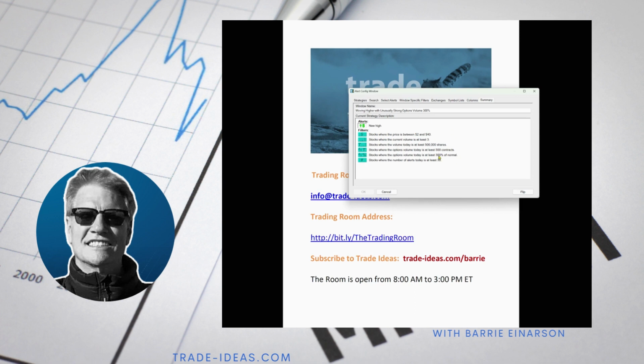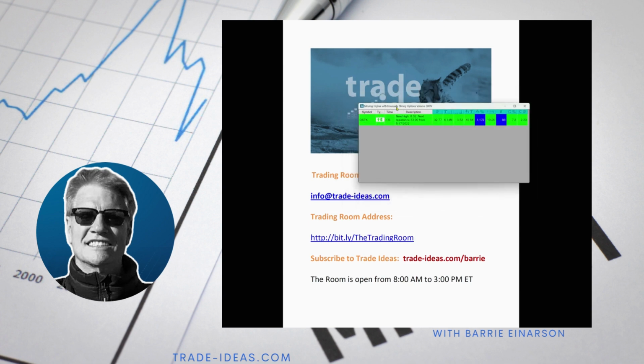What the people who trade options in our trading room tell me is that this is a really invaluable scan because let's face it, there are a lot of optionable stocks out there, but how are you going to find the ones that you want to trade today? The ones that are trading abnormally. And again, I find that this scan right here, moving higher with unusually strong options, 300%, is absolutely my go-to scan. I can have a lot of different scans at Trade Ideas, but this is the one that I use over and over and over again. And again, I find it invaluable.